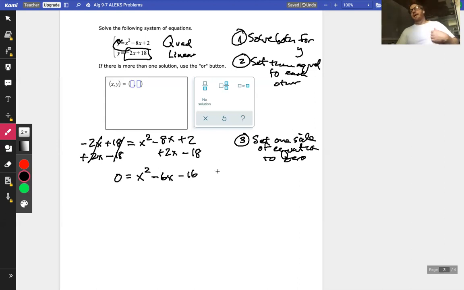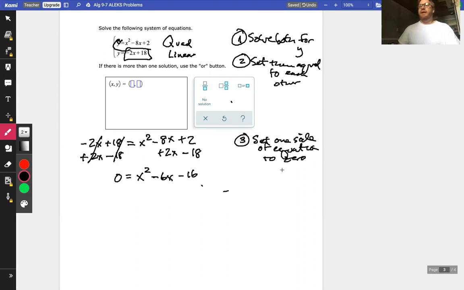All right. Now, I think a majority of the ALEKS examples are pretty nice to you, and you don't have to use the quadratic equation to solve any of these. So I would say always try to factor first, okay? So what we want to do is find the zeros of this.